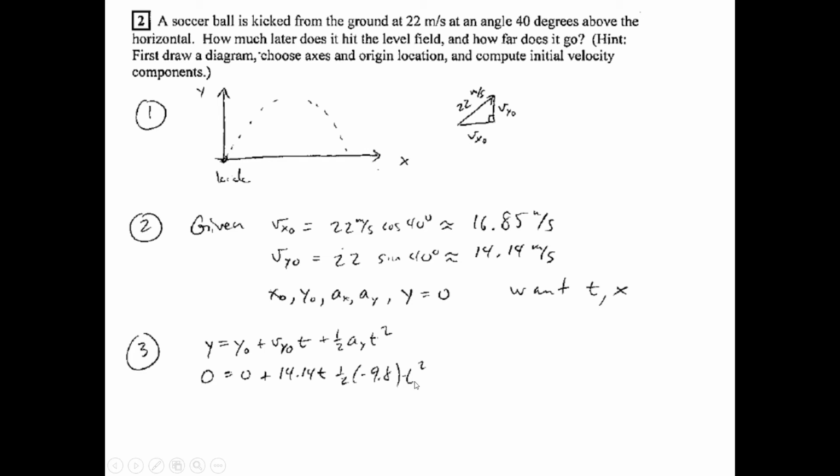This is a quadratic equation, but we don't have to use the quadratic formula because there's no constant term over here. The constant term is 0. So ax squared plus bx plus c equals 0, and that c is 0 in this case. And that means we can just solve this by factoring. There's a common factor of t in both of these terms, so let's factor out a t in front. T times 14.14 gives this term, and t times minus 1/2 times 9.8 times t gives the second term.